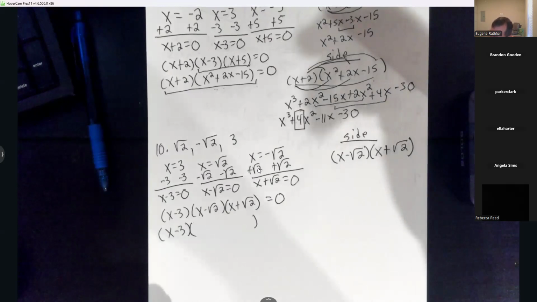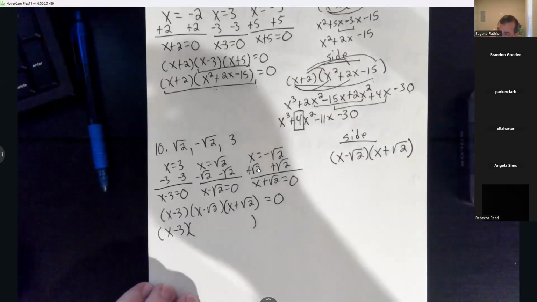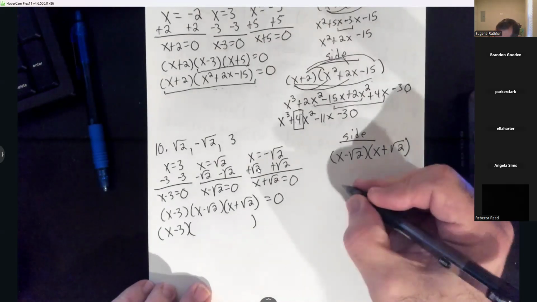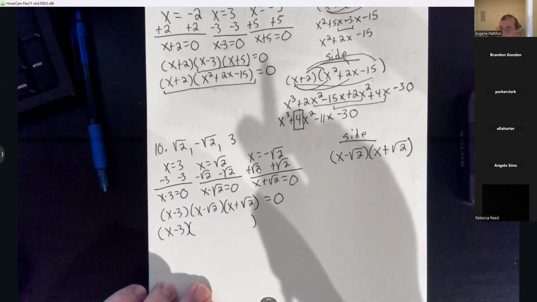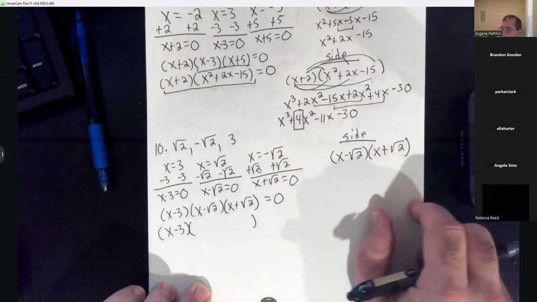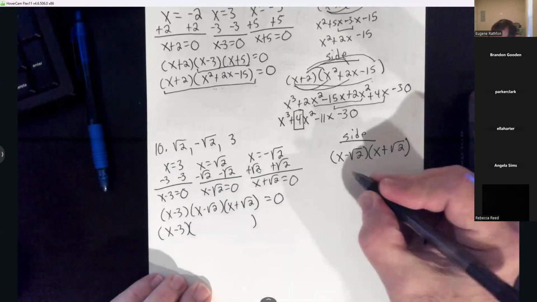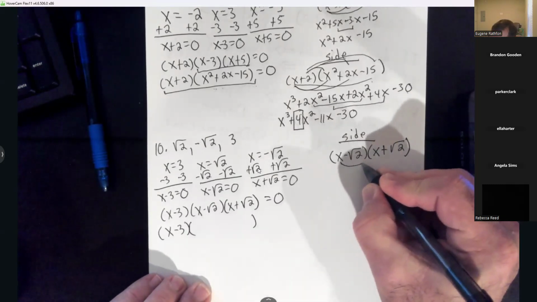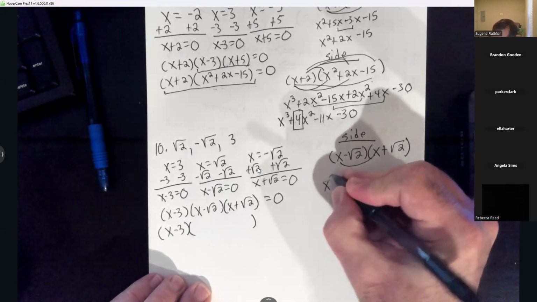Is it just going to be x squared? Well, you're going to get an x squared for sure. But what's going to happen at the end of that? So, here's that x squared. You got the x squared. X times x was an x squared.